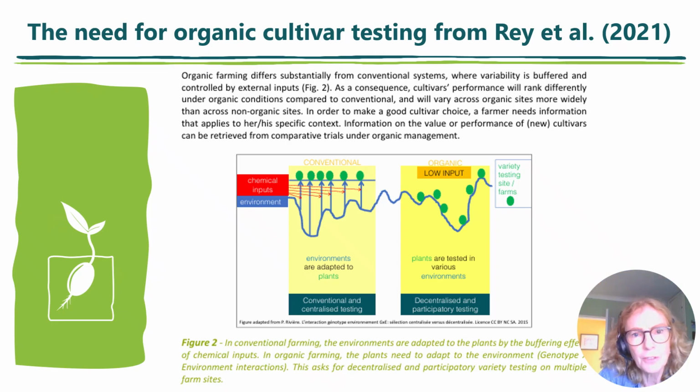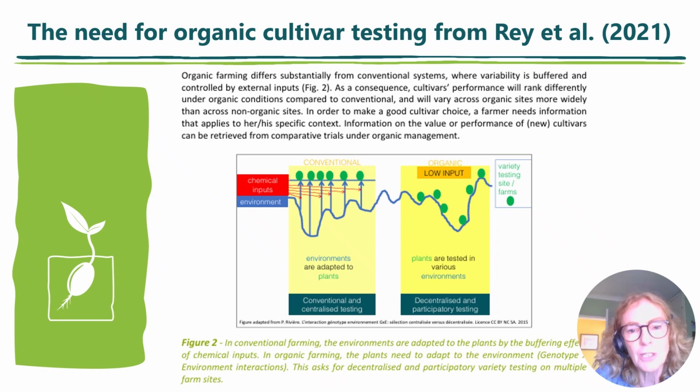So the need for cultivar testing in organic systems is elaborated quite a bit in Ray et al. And this is a snip taken from that deliverable, which has some of the text included. You can see the paragraph above that figure, and there's also a figure caption. And the figure is just supposed to illustrate how conventional and organic farming systems are different, and how cultivars might perform differently in organic and conventional systems.